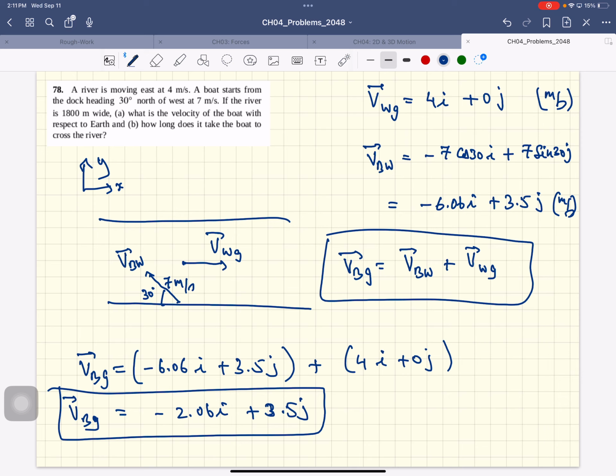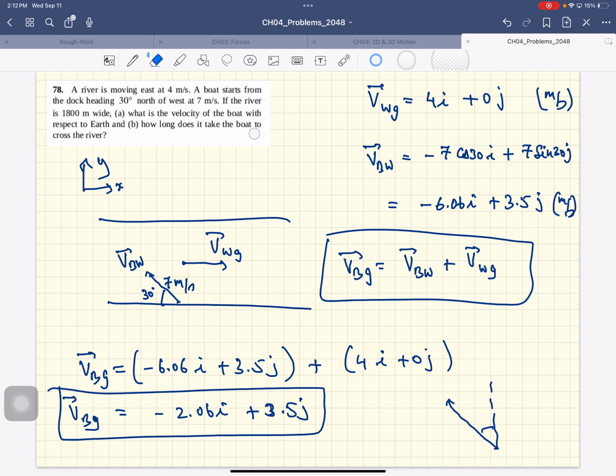So you see the velocity of the boat with respect to the ground is somewhere in that direction. This angle is less than 45 degrees since the y component is larger than the x component. So you start off on this end, you're not reaching that end, you're reaching somewhere there.